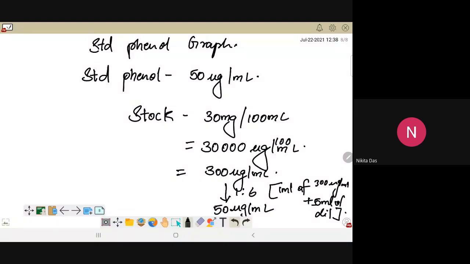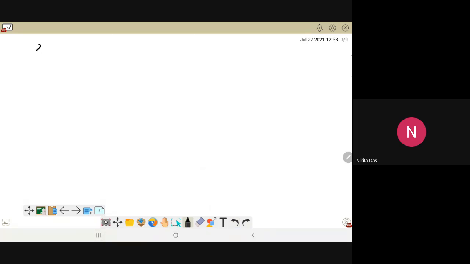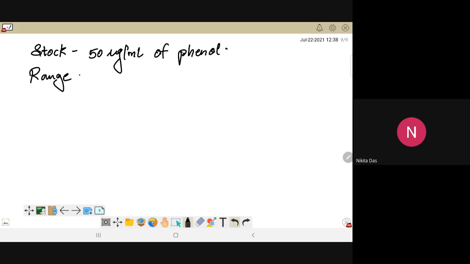So this is going to be my stock. Now, you know our way of writing things, right? The stock is 50 micrograms per ml of phenol. My range in this particular case is going to be 10 to 50 microgram per system.